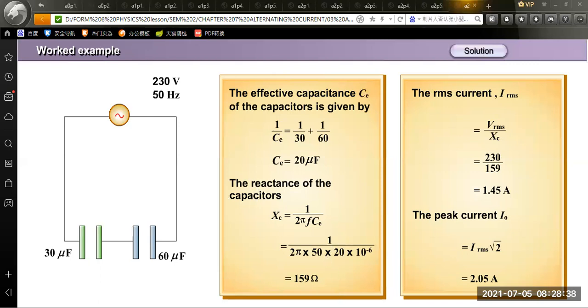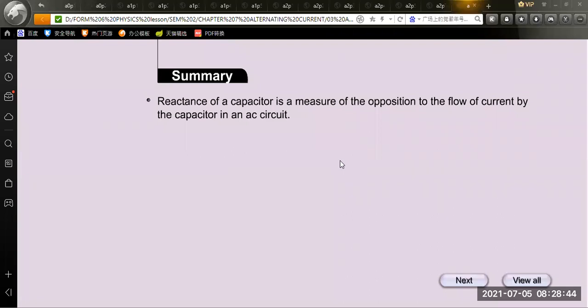Ladies and gentlemen, as a conclusion, reactance of a capacitor is a measure of the opposition to the flow of current by the capacitor in an AC circuit, where XC is equal to V naught over I naught. That means reactance is equal to peak voltage over peak current.